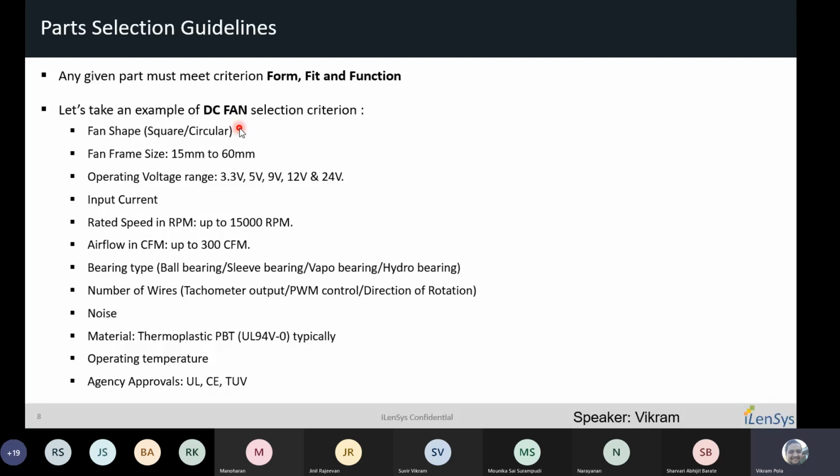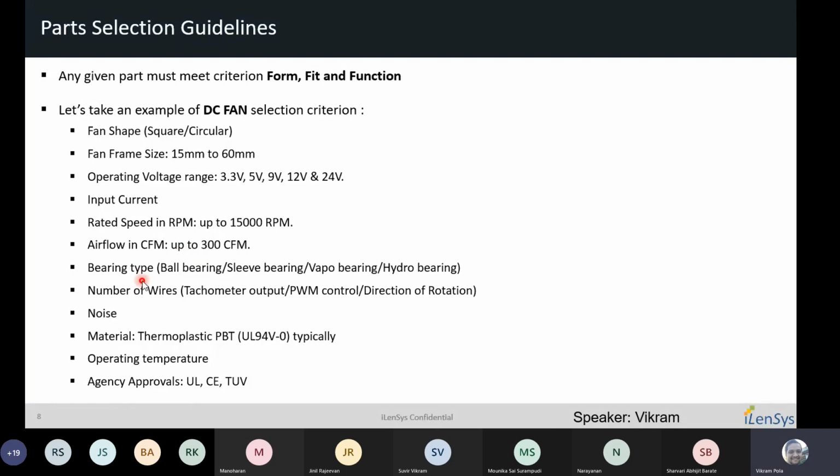If someone has to select a DC fan, they would start by choosing a fan shape, either square or circular. What is the fan frame size? It could range from 15 to 60. The operating voltage ranges: you have various operating voltages where you can select one based on the application. Input current, and the rated speed, which could range from a simple 500 rpm up to 15,000 rpm. And airflow, a vital parameter where you would definitely look into the CFM values, which could range up to 300 CFM.